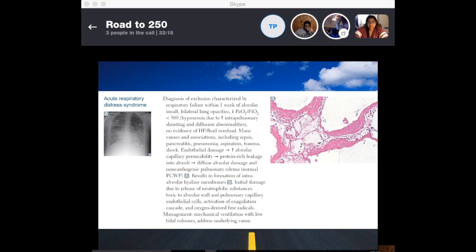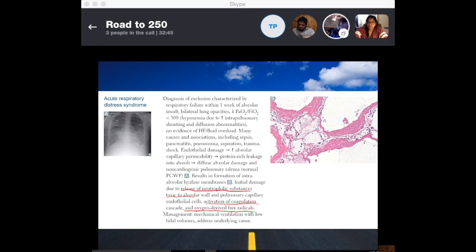Oh, okay, here it is. Release of neutrophilic substances, which ends up causing oxygen-derived free radicals, because you've got increased capillary permeability. So then you have all these toxic substances that activate the coagulation cascade, free radicals.